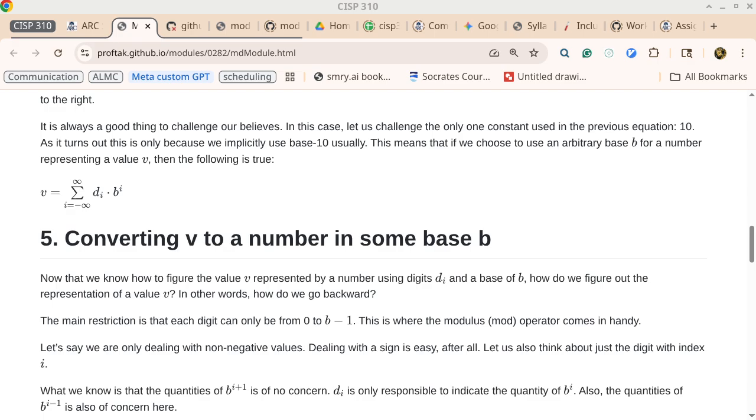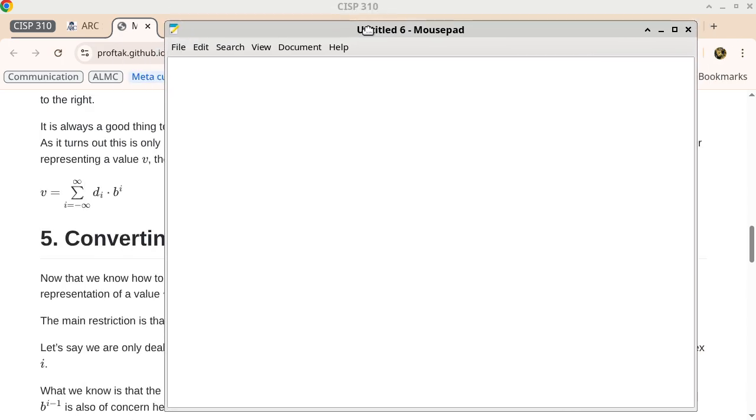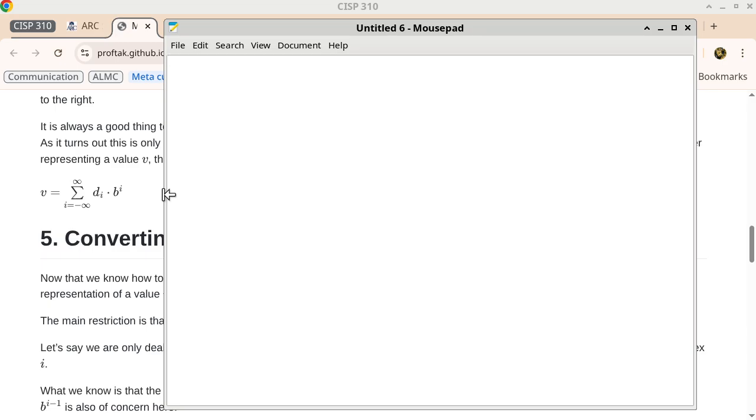So we're going to start with a number, okay, so that we can figure out the value of the number. And let me start a text editor so I can keep track of the number that we are looking at. Okay, so go to accessories, mousepad. There we go. And then make a new window. There we go. All right. So I will leave the formula open. All right. Are you guys ready?